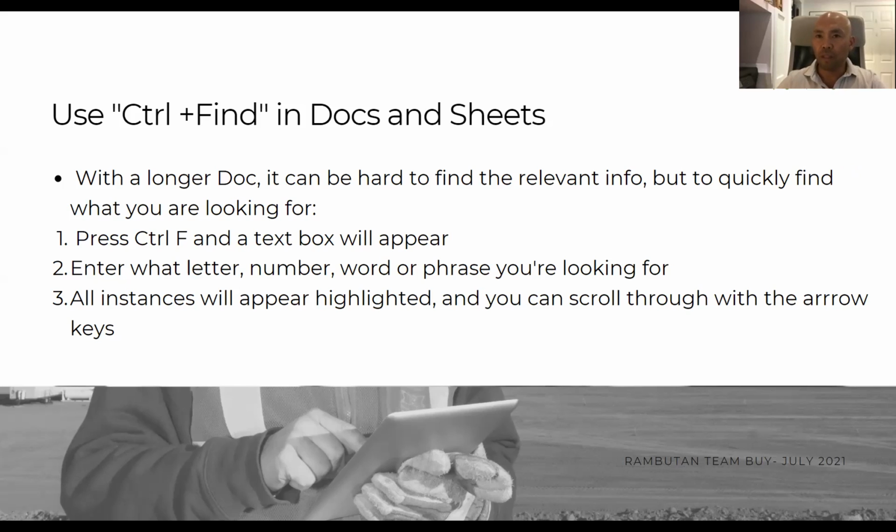With a longer doc, it can be hard to find the relevant info, but to quickly find what you're looking for, you press Control F and a text box will appear. Enter whatever letter, number, word, or phrase you're looking for, and all instances will appear highlighted, and you can scroll through with the arrow keys. This is really important when you have a huge spreadsheet as well, and you're looking for names or organizations. It's a real useful function.